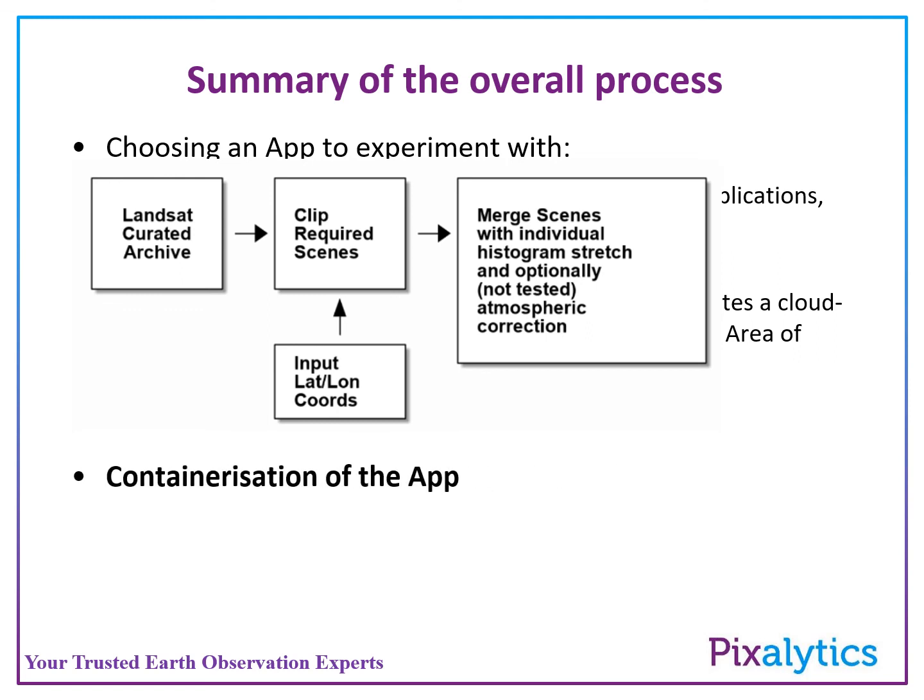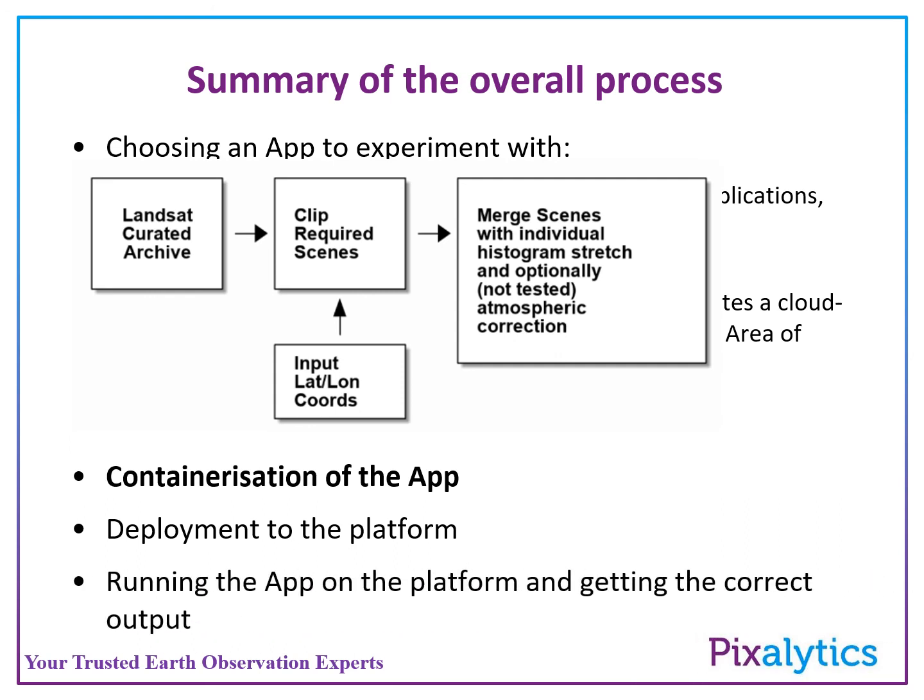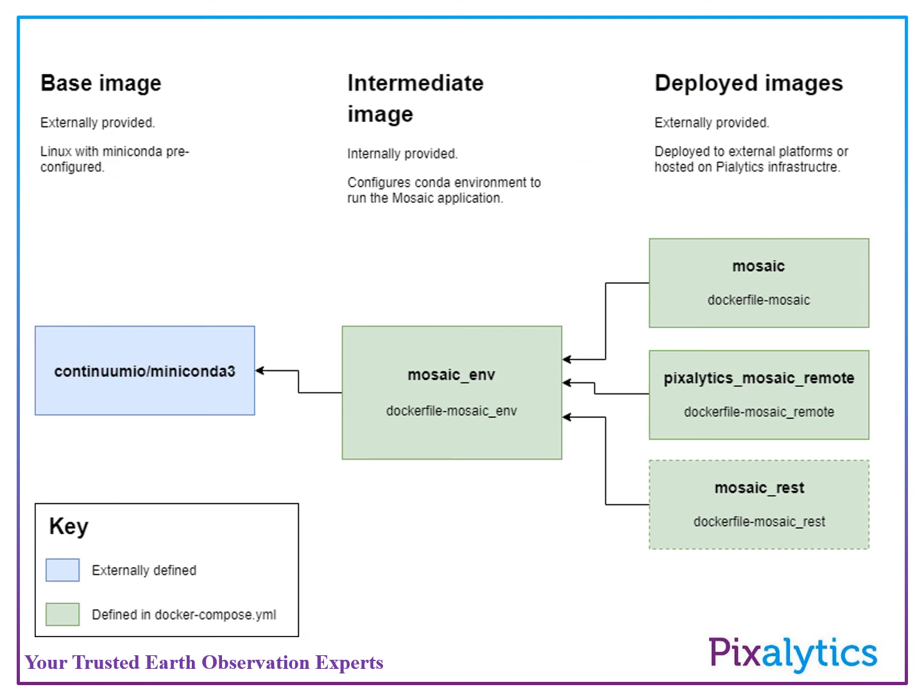What we are focusing primarily on in this video is the containerization of that app. And then the final stage would be the deployment to a platform and running that app on the platform and getting the correct output. So in terms of the actual containerization process, we decided to go through a 3 Docker image process. We have a base Docker image, which is the Linux Miniconda environment that comes pre-configured and externally provided. We then create an intermediate image that allows us to set up the configuration of the Conda environment needed for the Mosaic application to run.